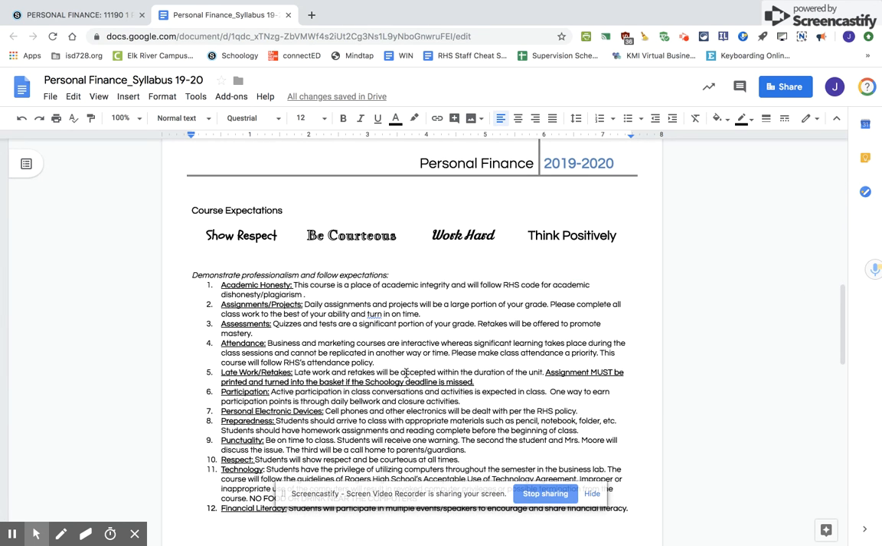Below is just a list of what I expect. Hopefully we don't have to talk about specific things on that list, but what I love in class is just that we show each other respect and that we're courteous, working as hard as we can on that day, and just being open-minded and being positive.